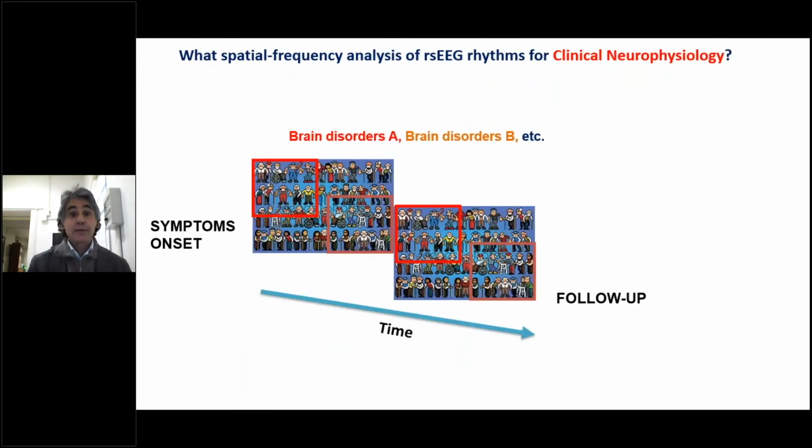The spatial and frequency analysis of resting state EEG rhythms can produce biomarkers for clinical neurophysiology research. And these biomarkers can be used to disentangle patients and to form neurophysiological models of the diseases from symptoms onset to follow up.